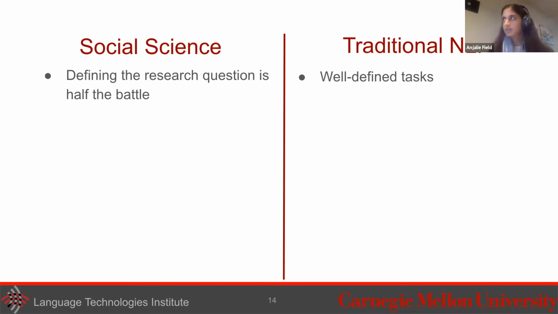That's in contrast to a lot of NLP work. Obviously not all NLP work, but a lot of NLP work often involves building better models for tasks that have been done before. So a lot of times we're working with pretty well-established tasks, and we don't have to spend a lot of time figuring out exactly what the task we care about is.